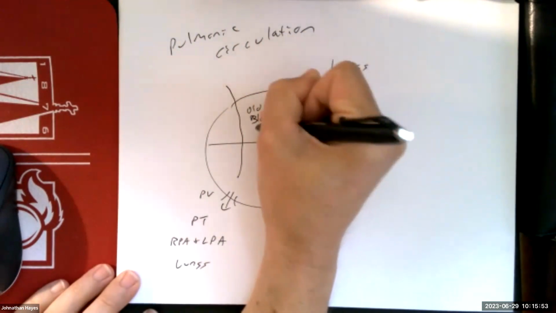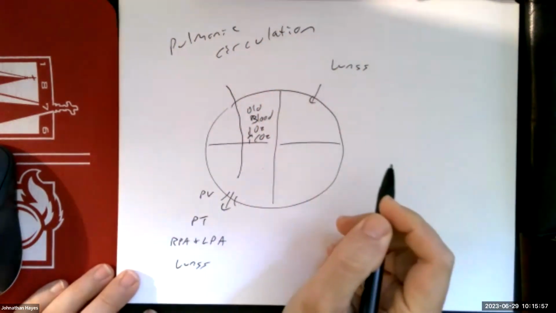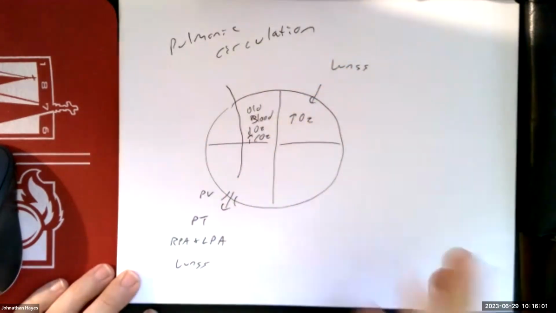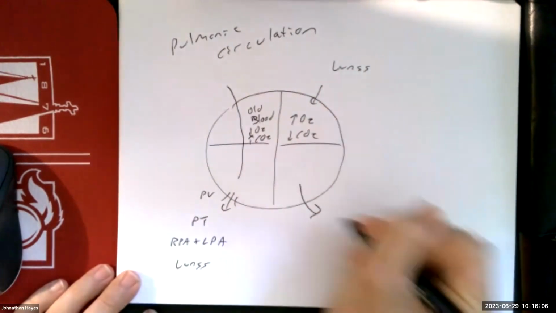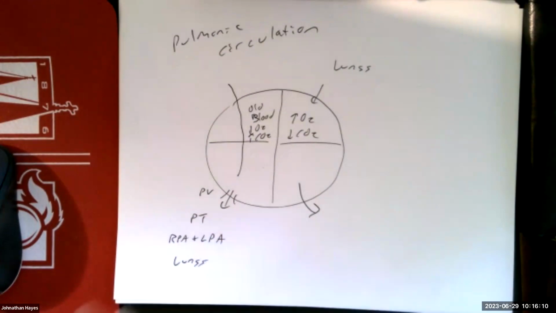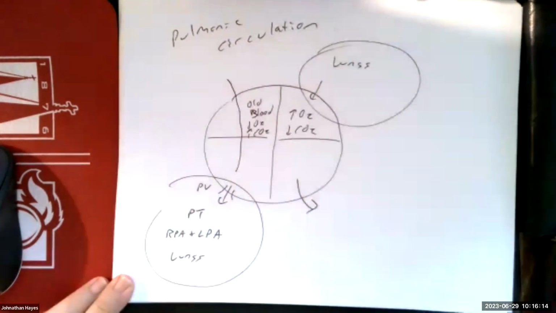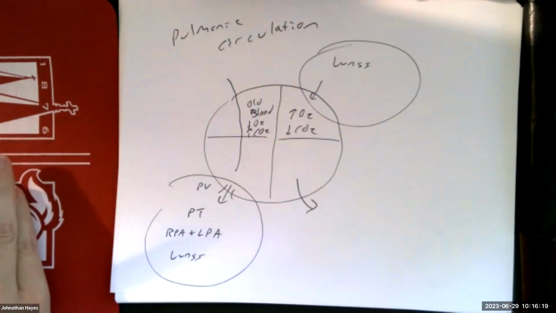Right? It was O2 poor, it was CO2 rich. And I'll actually show you numbers in a little bit, right? But as it's coming back into the left side, now it's more oxygenated. The CO2 should be lower, and we need to take that back out to systemic circulation. So part of the respiratory system itself involves this, right? Pulmonic circulation. So that's actually tied into the respiratory system, even though it's clearly also part of the cardiovascular system.